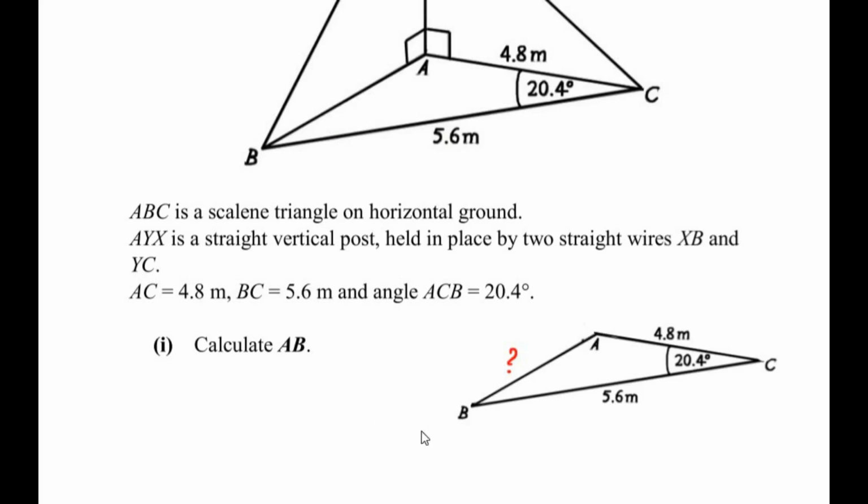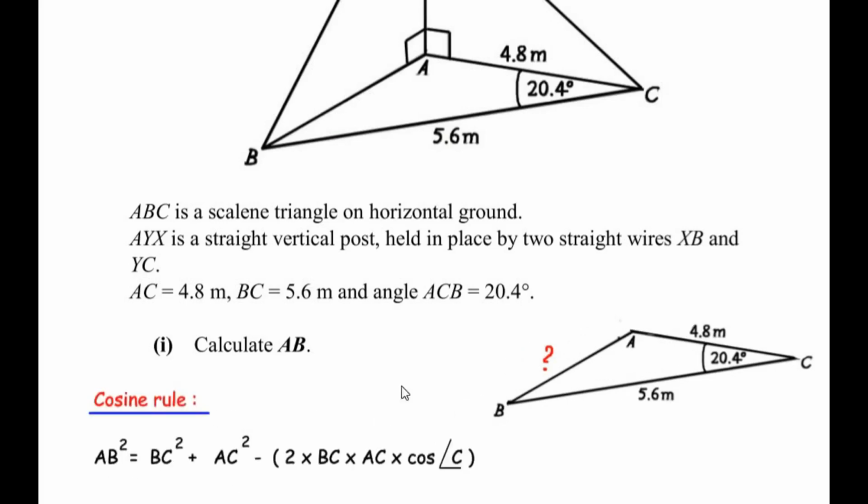The formula for the cosine rule is AB square, that is the missing side squared, equals BC square plus AC square, that is the remaining two sides squared, minus 2 times BC times AC times cos of the angle which is opposite to the side AB, that is cos of angle C. Now AB we have to find out here. BC value is given as 5.6, AC is given as 4.8, and cos of angle C is cos of 20.4.